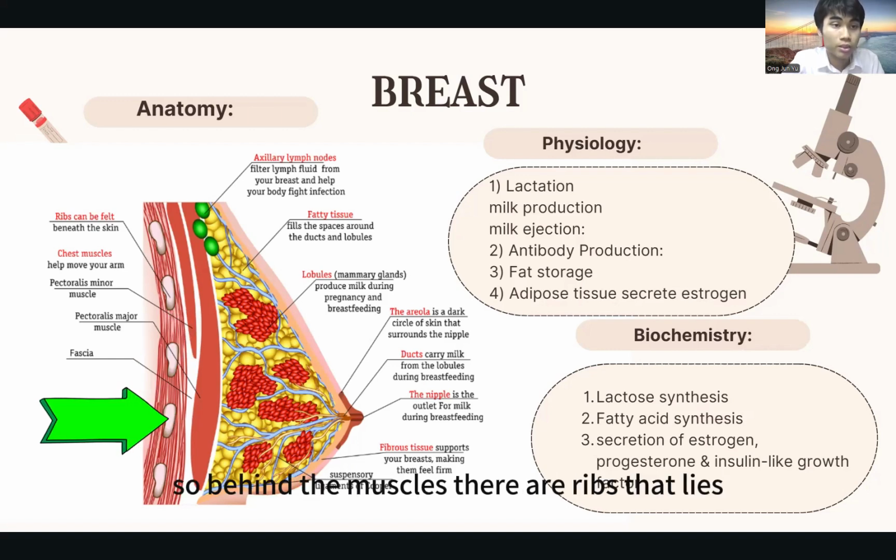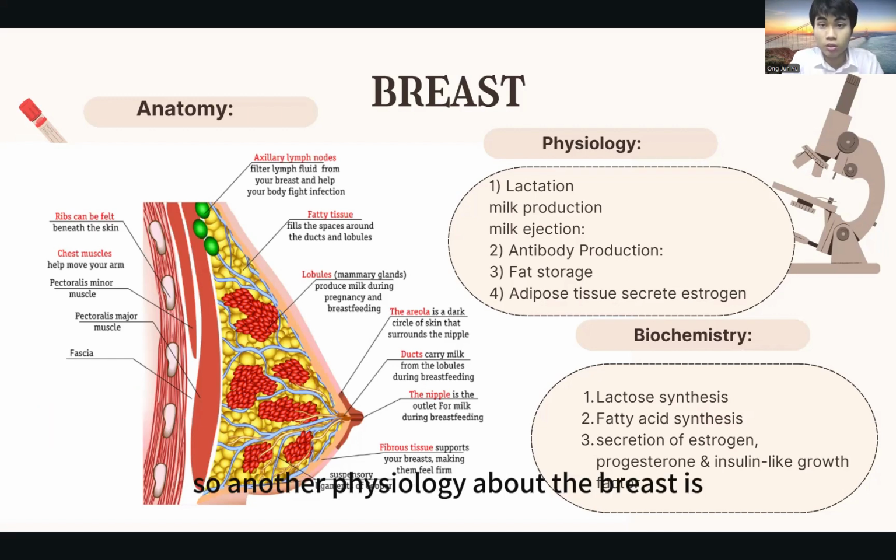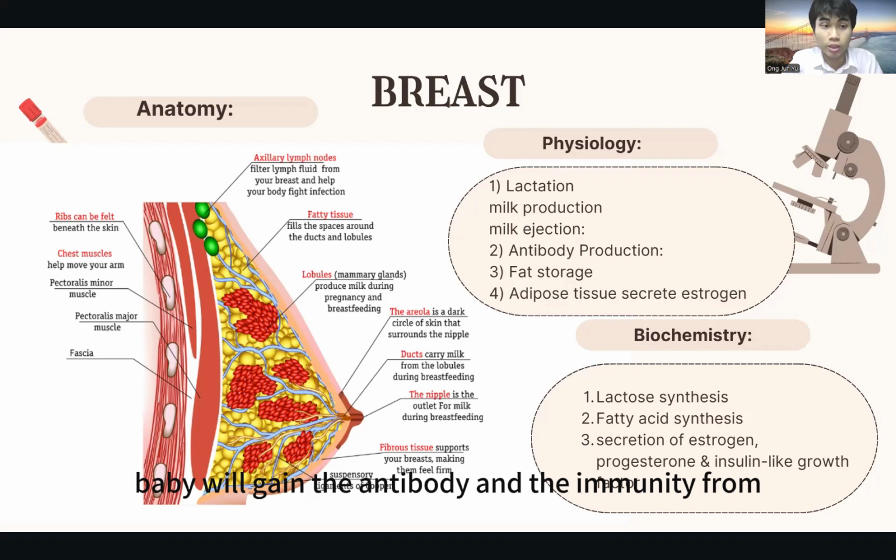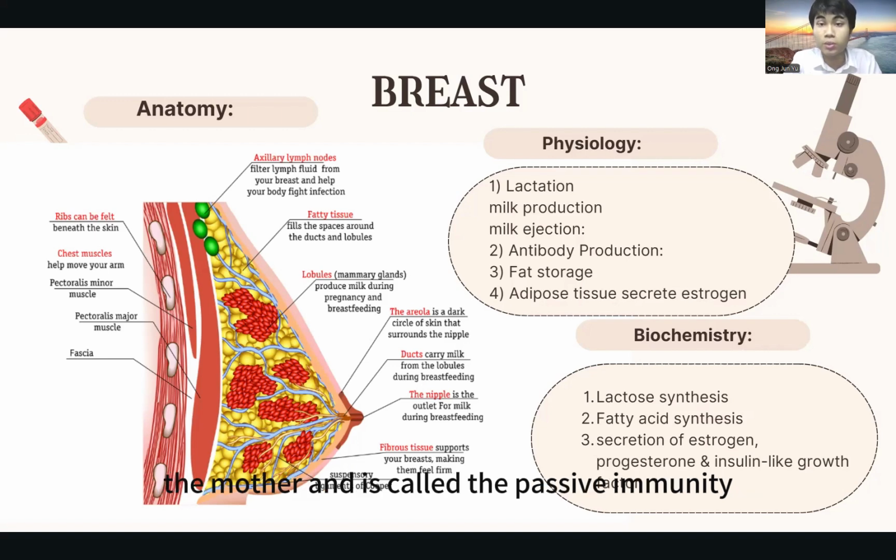So behind the muscles, there are ribs that lie beneath it. Another physiology about the breast is that it contains the colostrum, which the baby feeds on, and the baby will gain the antibody and the immunity from the mother, and it's called passive immunity. Another function is that the breast consists of adipose tissue which secretes the estrogen.